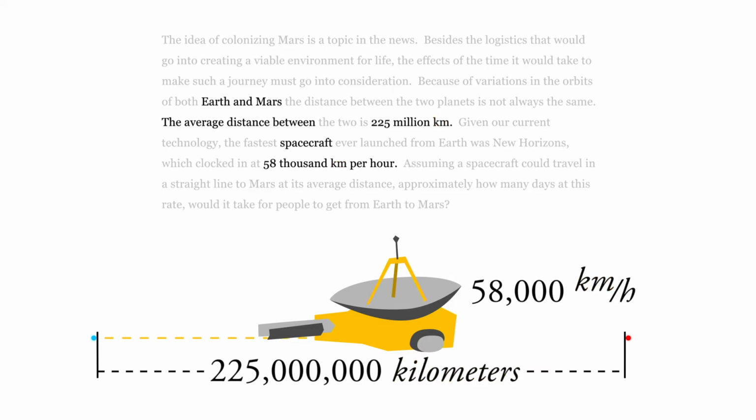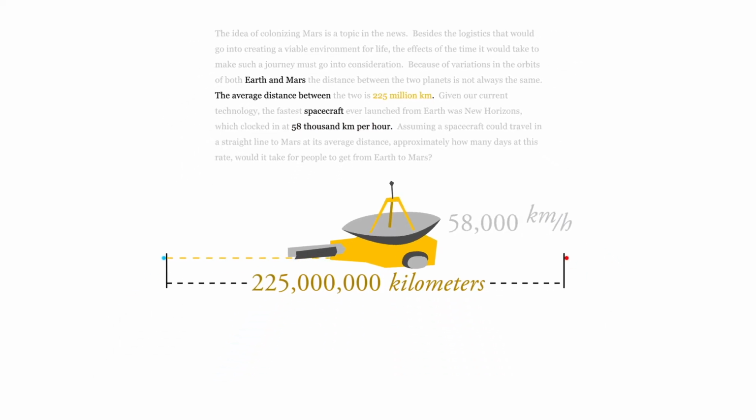But like the last question, we're going to start at the value that's given that's not a rate. So that's not 58,000 kilometers per hour. That's a rate, kind of a fraction, kilometers per hour. That "per" is the giveaway. We're going to start at the 225 million kilometers. So let's start there.